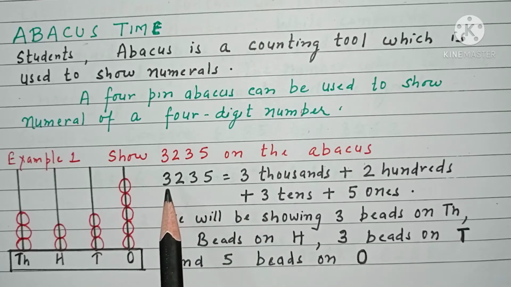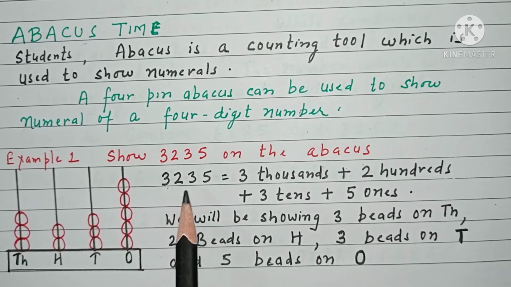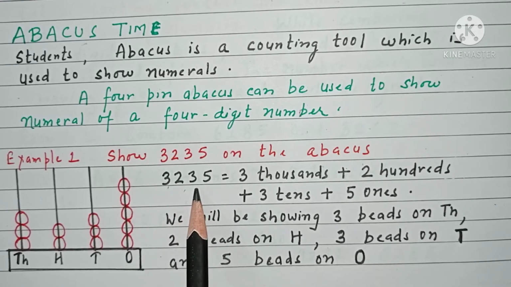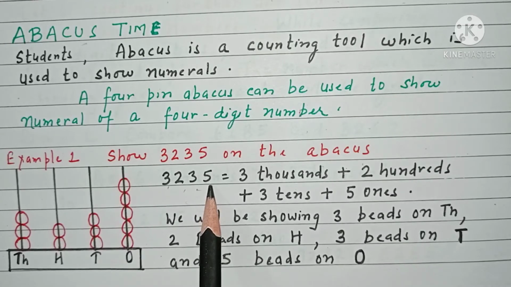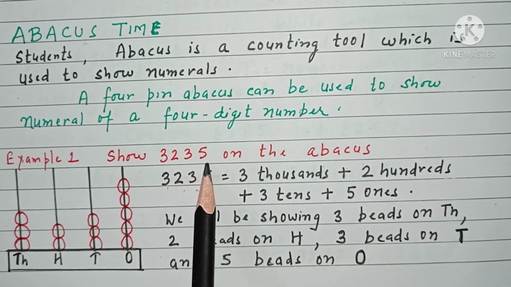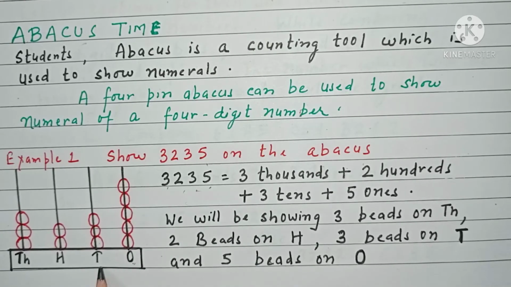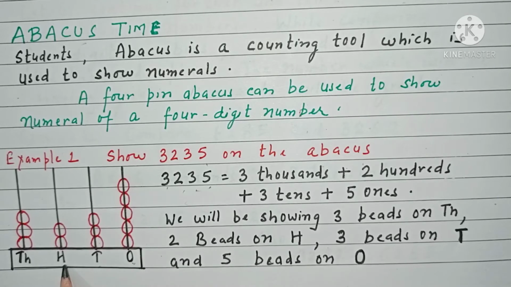First of all, we will write the place value of the numbers. Now we know that in 3235 there are 3 thousands, 2 hundreds, 3 tens and 5 ones. So the abacus is a counting tool which has 4 pins as we have to depict a 4-digit number. Now as we can see here, the first pin on the extreme right is ones, next to ones is tens, next to tens is hundreds, and after that on the extreme left we have TH, which stands for thousands.